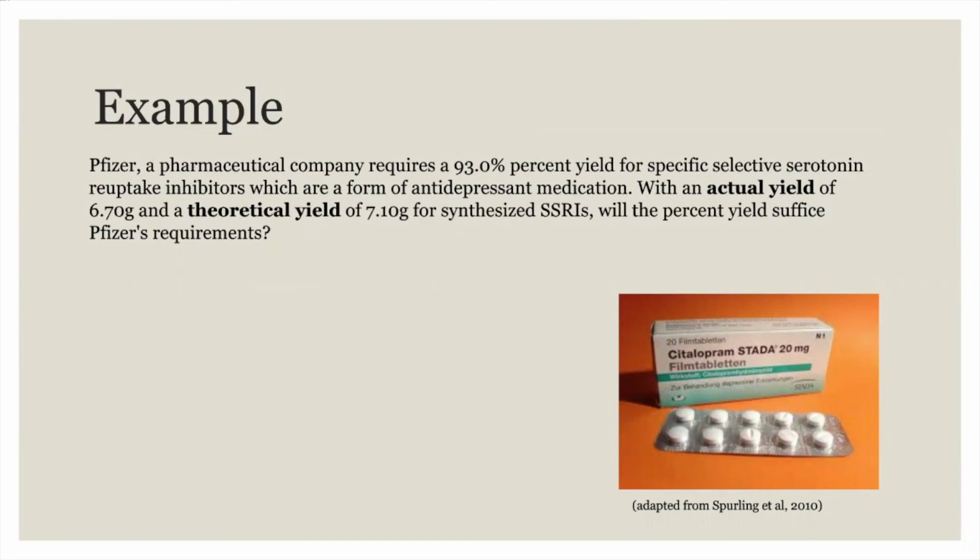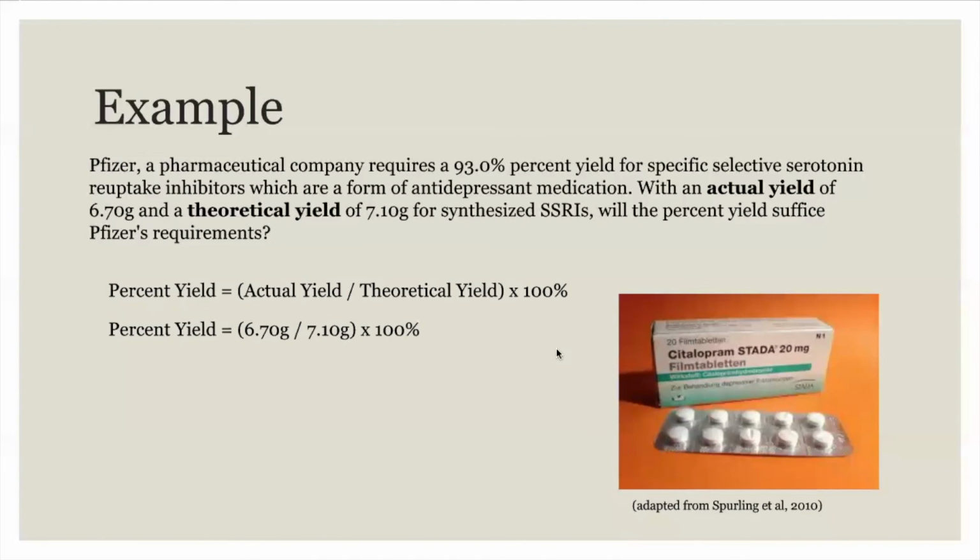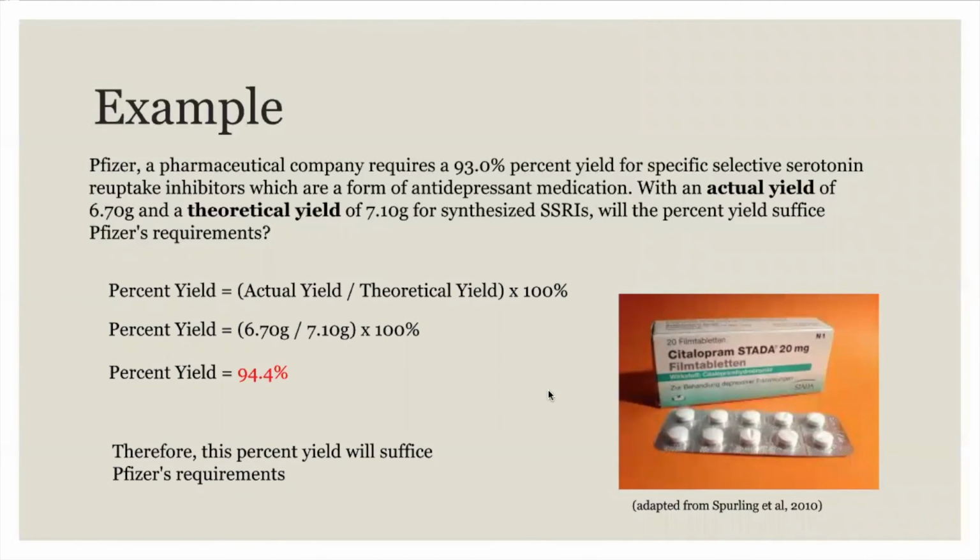So to start off, we have to use our percent yield expression, which is over here, and sub in our values, so 6.7 over 7.1 times 100 to come up with the percent yield of 94.4%. So according to Pfizer's requirements, 94.4% is enough to ensure that this antidepressant medication will be safe and efficacious as well.